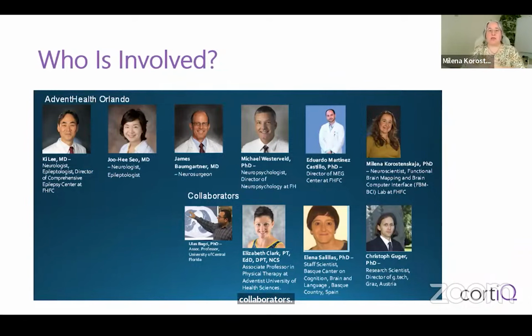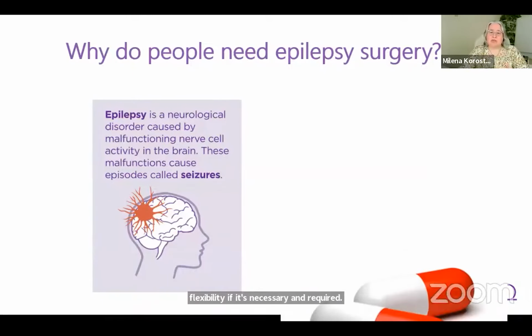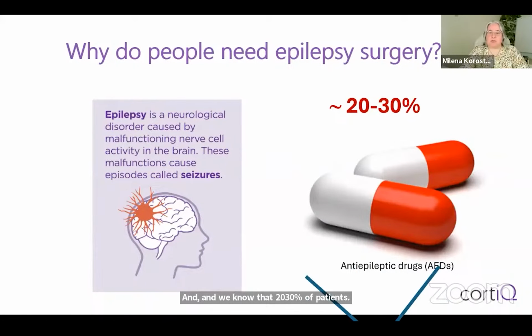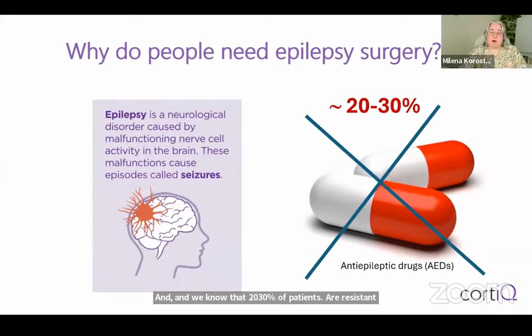And for all of them, this system that can be used for clinical purposes, and of course it's still available for research, it is very important that it would be easy to use, it would be standardized, but also would have a flexibility if it's necessary and required. And we focus on epilepsy, and we know that 20–30% of patients are resistant to the anti-epileptic drugs. So this is our focus, this 20–30%.